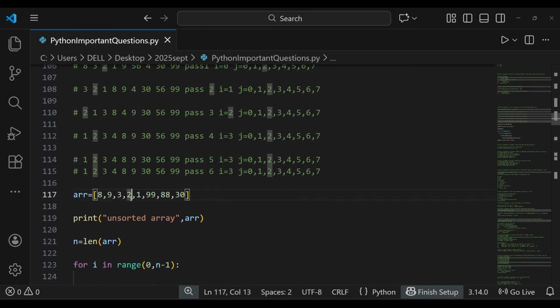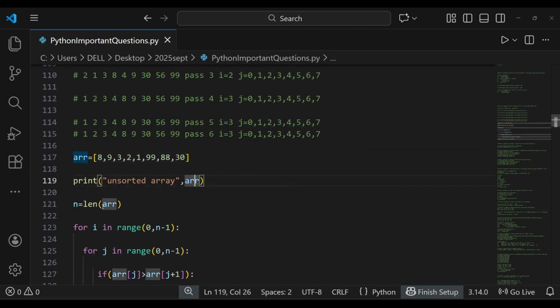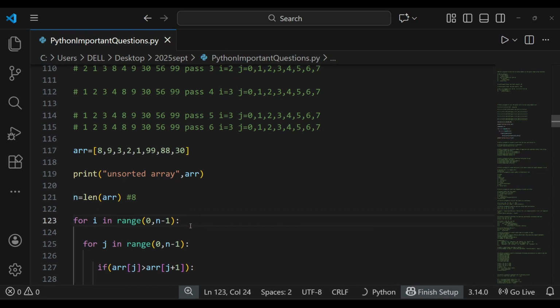As I have given you the example, the unsorted array will print as it is. Then the length is 1 2 3 4 5 6 7 and 8. So the length will be 8. So if I say n minus 1, that means 8 minus 1, it has to reach 7, right? That's the reason we say 0 to 7.